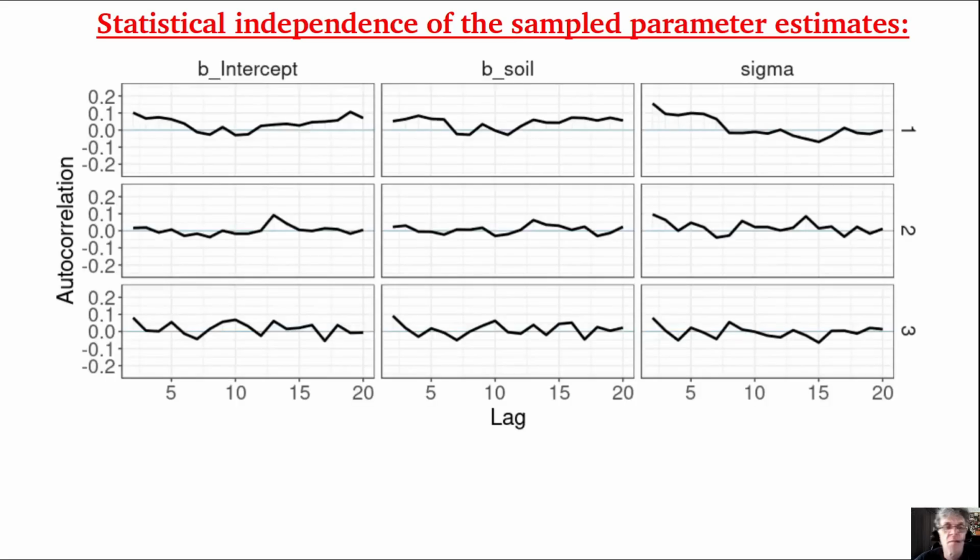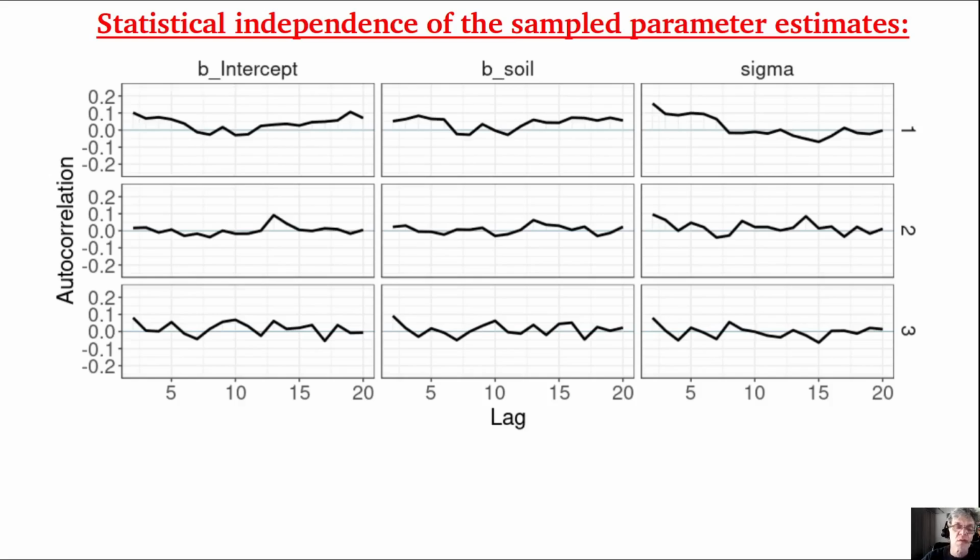So we also assess the statistical independence of the sample parameter estimates retained in the chains, and we do that by the autocorrelation coefficient. This essentially measures the correlation of values separated by 1, 2, 3, 4, 5, up to 20 steps in the chain. This is done because you might remember that the MCMC type of algorithms is based on a Markov chain, and in the Markov chain, consecutive values are related.